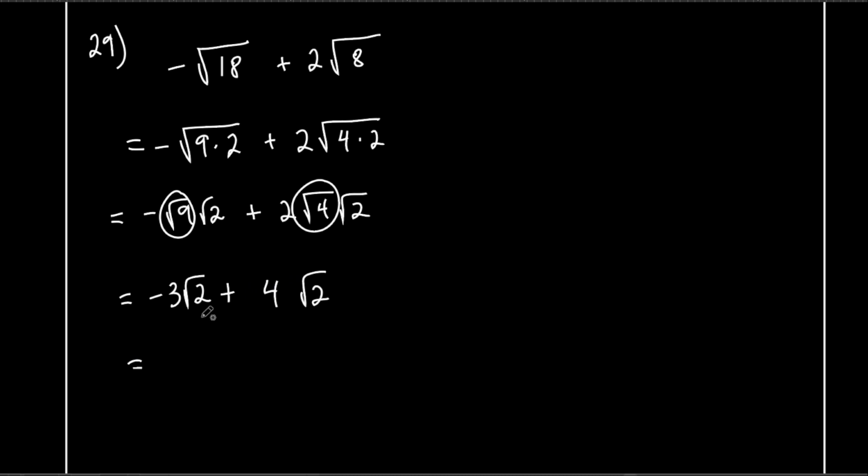We're almost done. Can you leave it like this? No. You got to simplify it. These are like terms, aren't they? This has a square root of 2. This has a square root of 2. It's just like it would be negative 3x plus 4x, right? You could add those together. It's the same kind of thing.